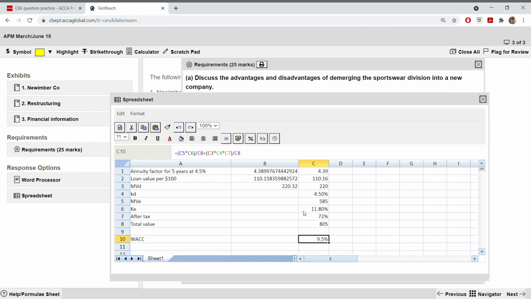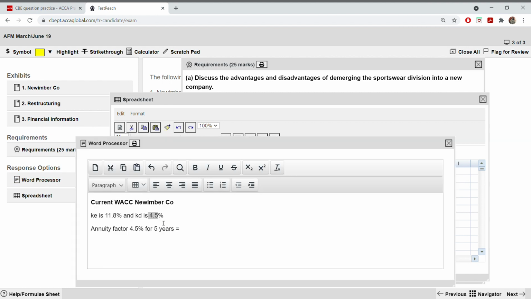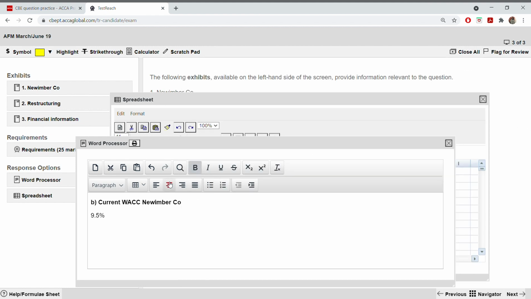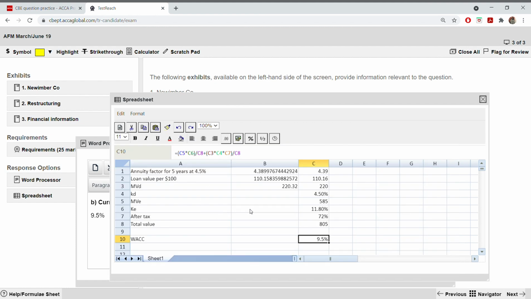And find the WACC. 9.5%. So when you're writing in the word processor, all these are not needed. What you can do is write current WACC 9.5%. You can write it like this. But you have to write the requirements also. Which requirement is this? It is B. So you can write like this. Definitely you don't have to write the formula, because when you click here, they can see the formula, what all you have taken. But you can write all this.